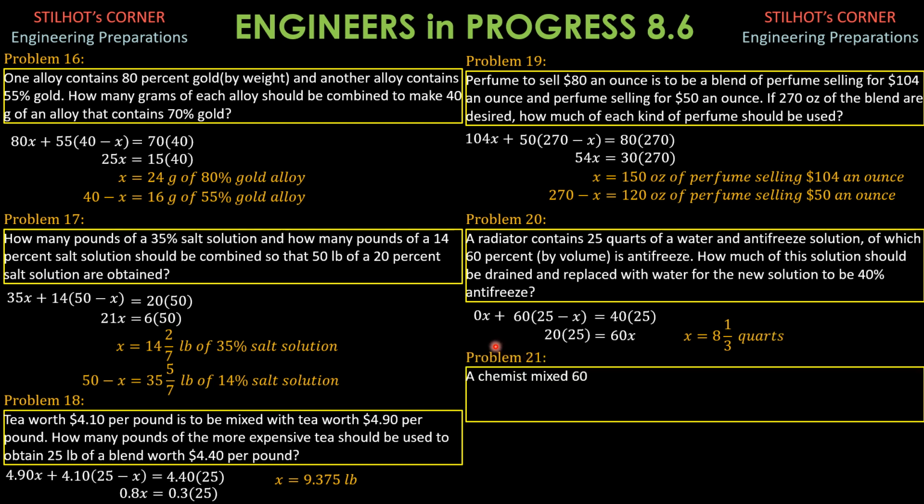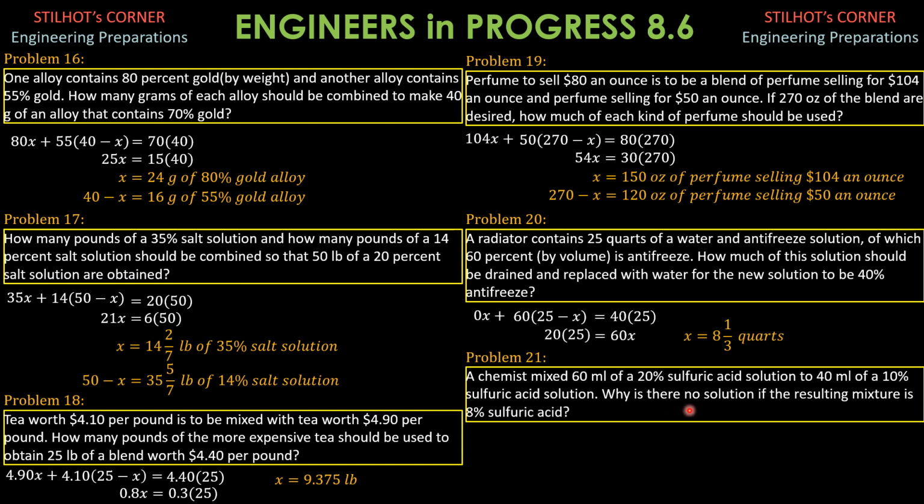Then lastly, problem 21. A chemist mixed 60 milliliters of a 20% sulfuric acid solution with 40 milliliters of a 10% sulfuric acid solution. Why is there no solution to this problem if the resulting mixture is 8% sulfuric acid? So remember that in mixture problems, if you combine two mixtures, one is 20% sulfuric acid and the other 10% sulfuric acid, the resulting mixture should be within this range, 10% and 20%. So it should be between 10 and 20.